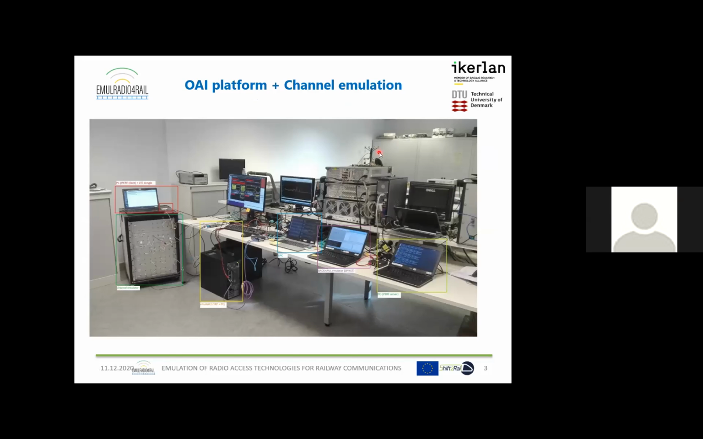So this is a photograph that Jose presented just before, in which we can see the integration between the OpenAir platform from DTU, that would be this part, and the channel emulator from Ikerlan. Similar to what was done with Wi-Fi, in the external part of the platform we can find the iPerf client with the LTE dongle in this case, and in the other part, the iPerf server that is connected to the backhaul emulator. So we do end-to-end tests with iPerf.